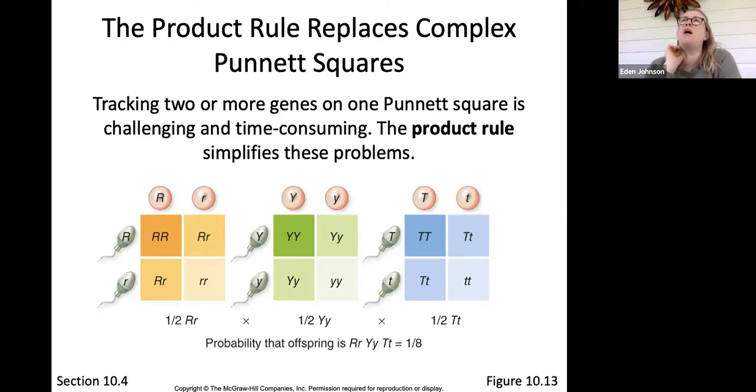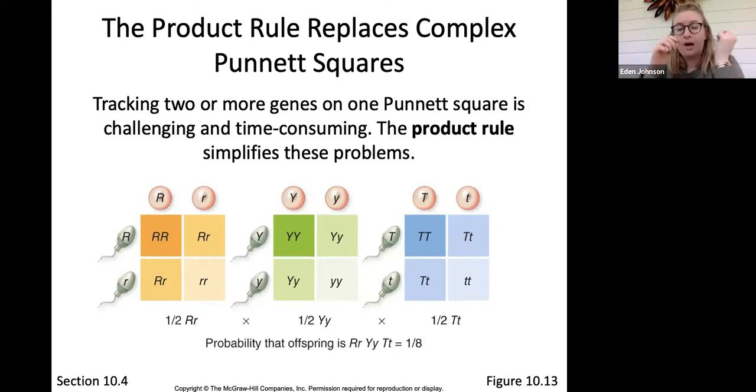All right, now a lot of times we're not just tracking one trait. A lot of times we're tracking multiple traits, or a single trait is determined by multiple genes. So it's not always one gene, one trait, meaning that it's not one gene that determines your eye color, for instance. It's multiple genes that come together to determine your eye color. So when you're tracking 2 or more genes on a single Punnett square, it is super challenging. It is super time consuming. Why would you do that? Super error prone. You wouldn't do that.